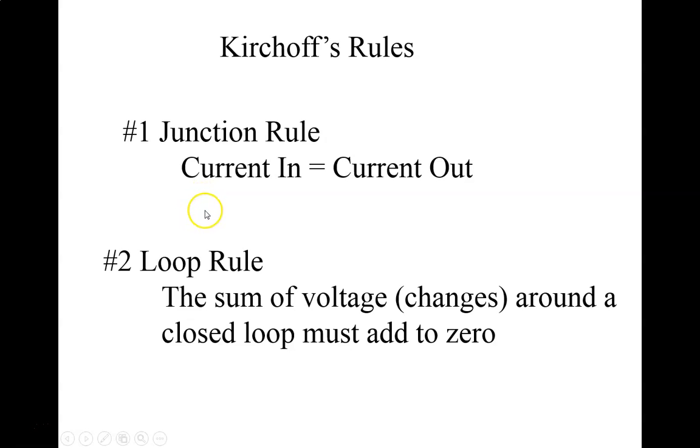A couple rules that we're going to be using, and these aren't too bad. So the first one's super easy. The junction rule is that the current, not voltage, current that flows into a junction is equal to the current flowing out. And the loop rule is that the sum of the voltage changes around a closed loop must add up to 0.